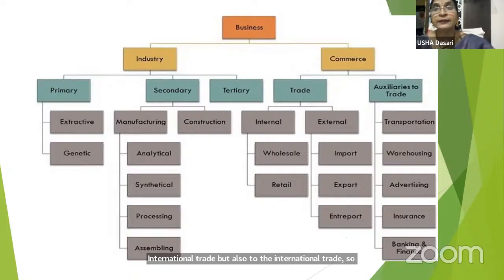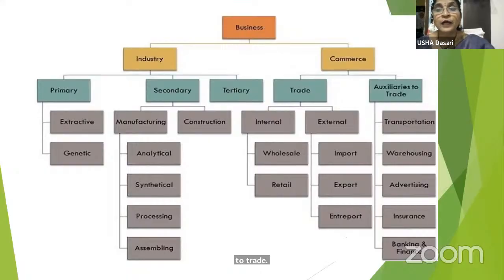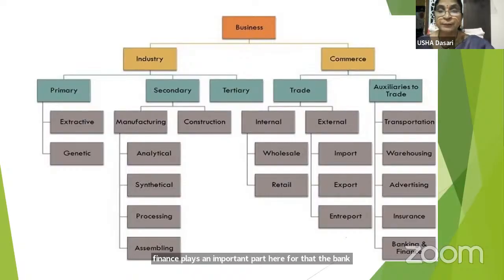So these are the different auxiliaries or the aids to trade. Apart from this, for all this you need finance. Finance plays an important part here. For that, banking or the financial institutions play an important part in making the goods move from the place of production to the place of destination. So these are the auxiliaries, also called aids to trade.